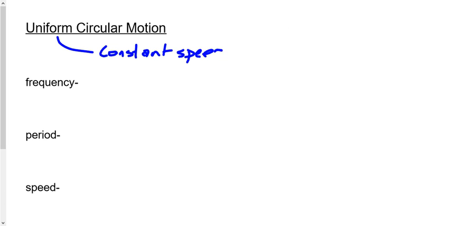Now, we're going to define a few new terms here. A few new terms that relate to both this unit, circular motion, and the next unit that we're going to do on simple harmonic motion and waves. First one is frequency. You've heard that word before, right? In what context have you heard the word frequency? How many times in the last year have you heard the word frequency?